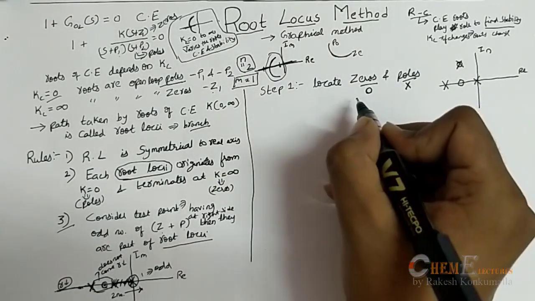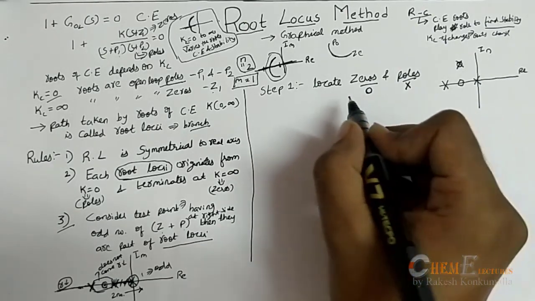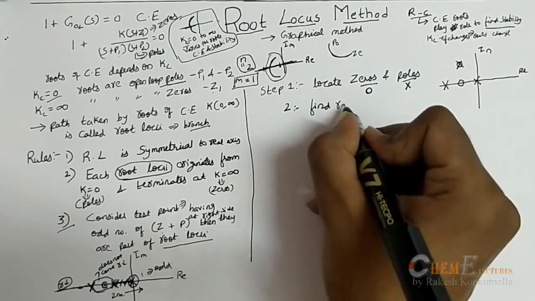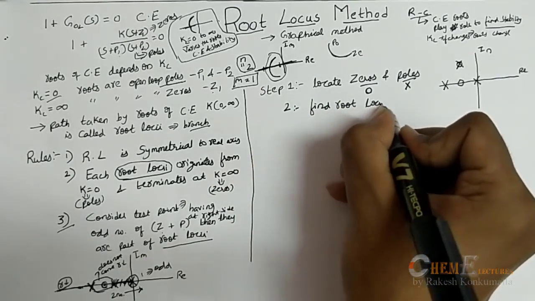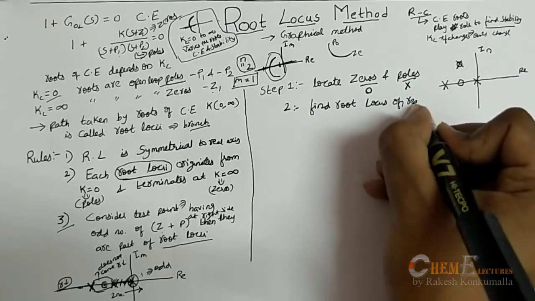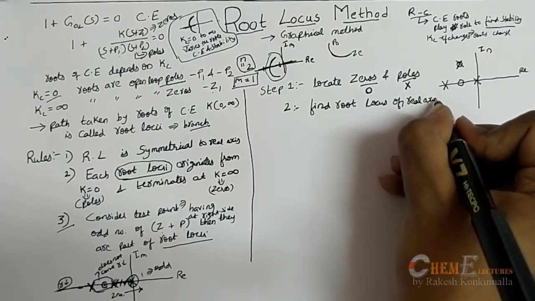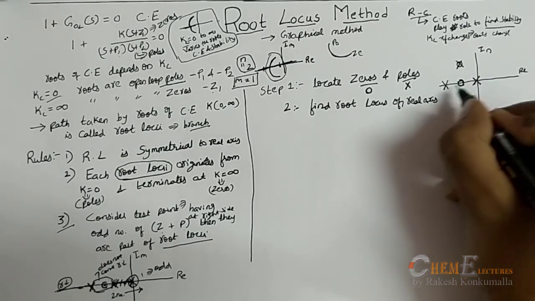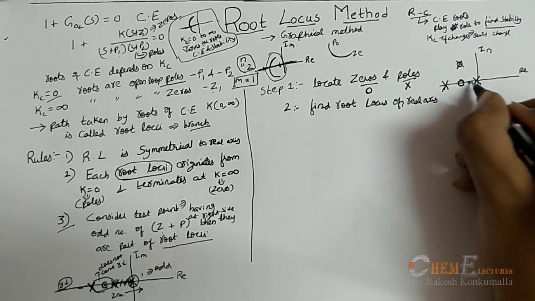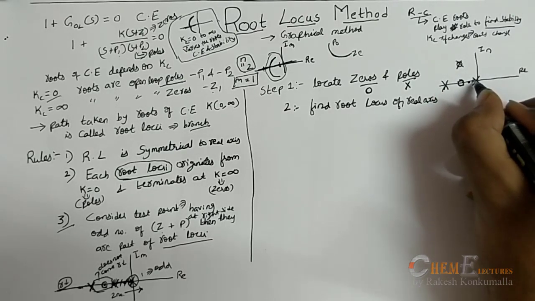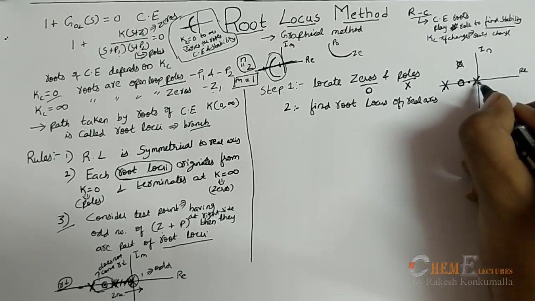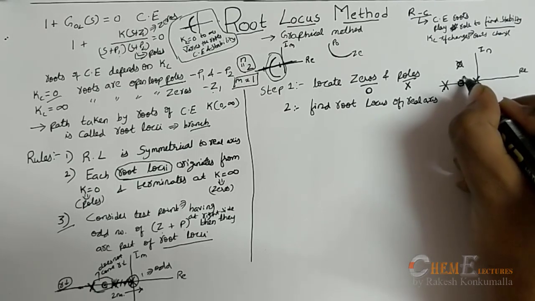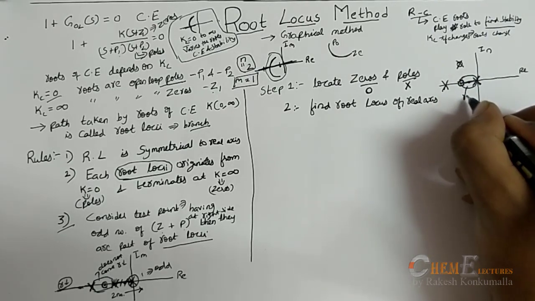After locating these poles and zeros, then my step 2 is to find root locus on real axis. Which means if I am taking this is a 0 and these are my 2 poles. If I take a test point here, then towards right side I can see only one pole, there are no zeros, so total it's an odd number. From this 0 to this pole, this is a part of my root loci.